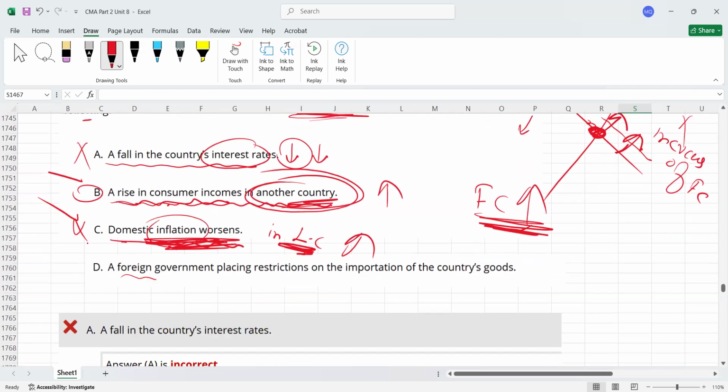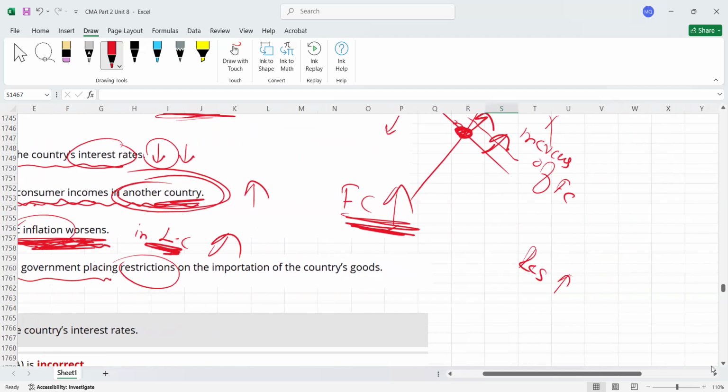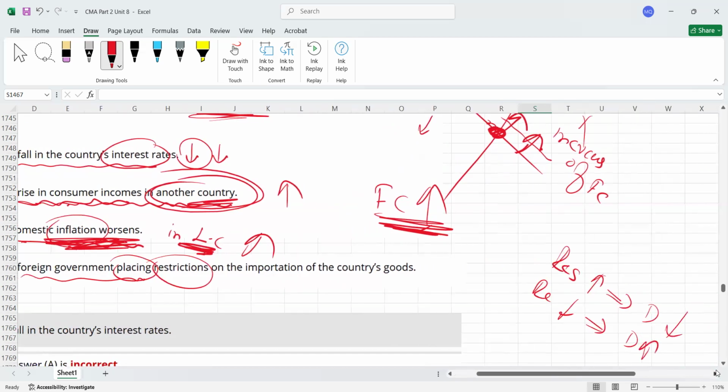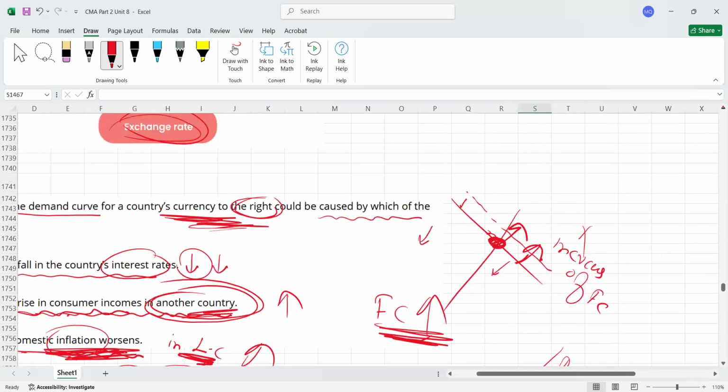Then, a foreign government placing restrictions. If you increase the restrictions, no one will invest in that country, so demand will go down. But if you remove the restrictions, everyone wants to invest there, so demand will increase. Now read this point: a foreign government placing restrictions means they are imposing restrictions. So demand should go down, and the curve should move to the left side, not the right. But in the question, they're saying it has moved to the right side. So this is not the correct option. Only B is the correct option.